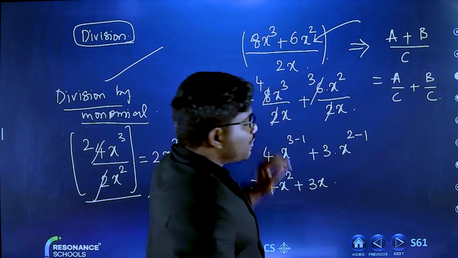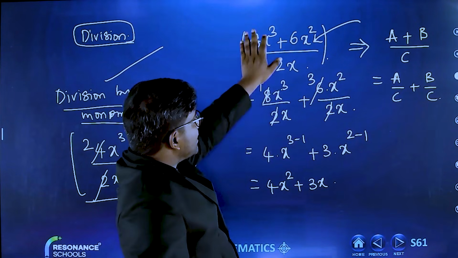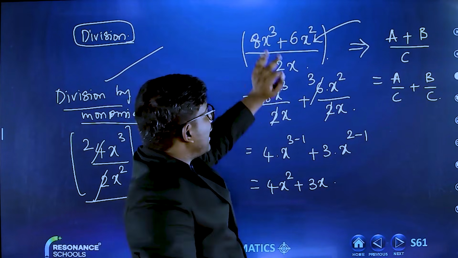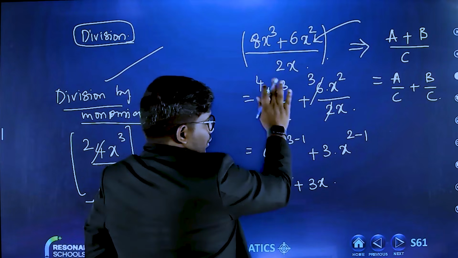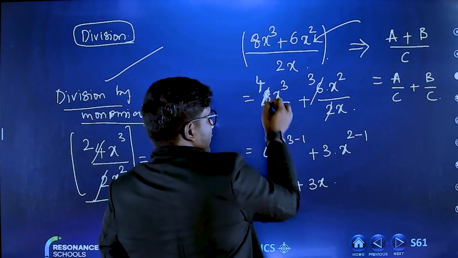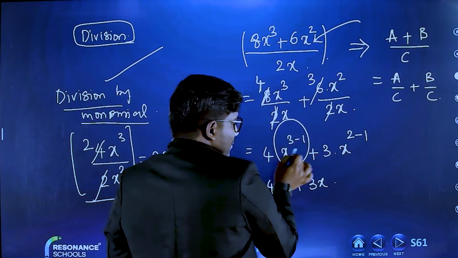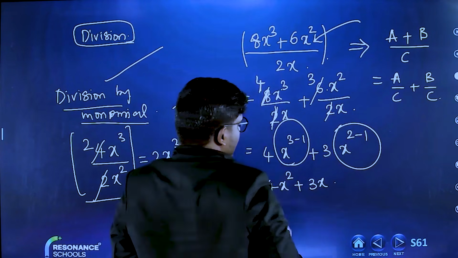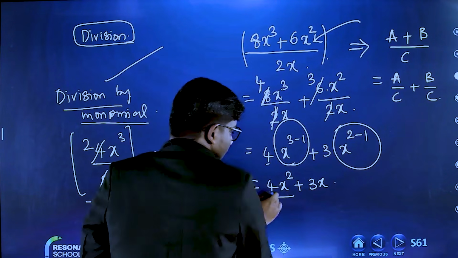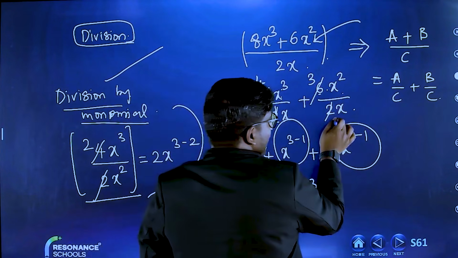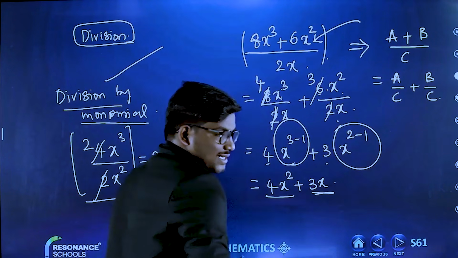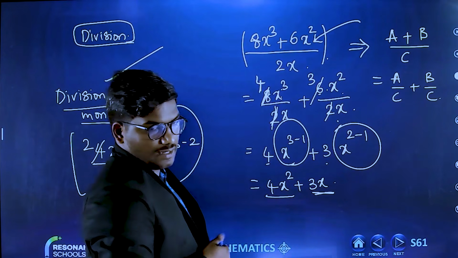Similarly, this is what I've done. I've just separated both of the terms. After that, I've taken the quotient of respective terms. Quotient comes by considering the coefficient and then simplifying the exponent further. So 4x cubed by x became 4x square. 6x square by 2x just became 3x. This is division by a monomial.